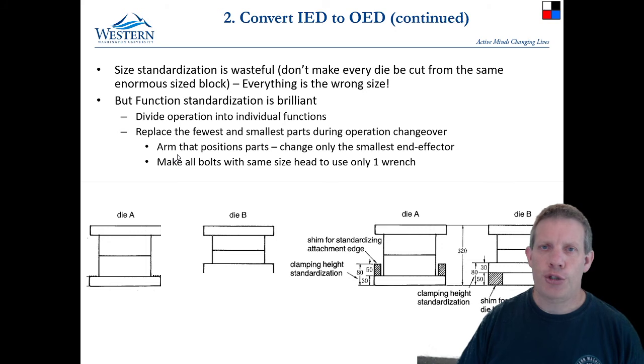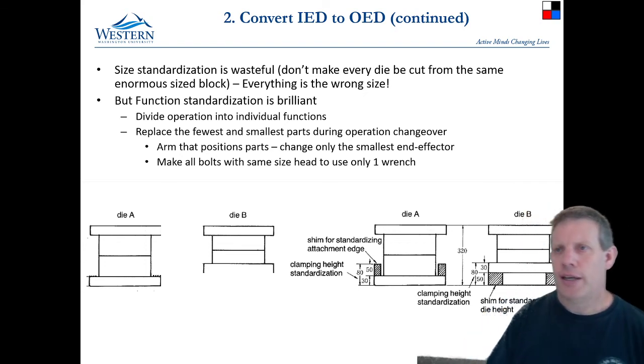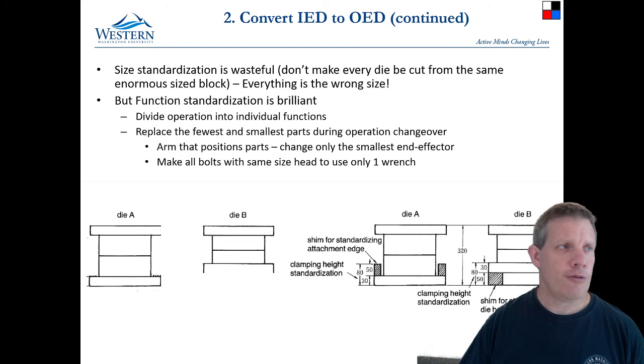Other things that you can do: if you have an arm that positions parts, only change out the very end effector of the arm. Don't change the whole arm. Don't go get a whole new robot, put a new end effector on it, end of arm tooling. Or other things like making all the bolts the same size so it uses one wrench to do everything. Now, that's not optimum because you could use smaller bolts that are not as strong in a lot of cases. But if you're able to do that and it makes sense, then you only have to have one wrench available. You can make sure that that wrench travels with the die or with the fixture and is ready for it.